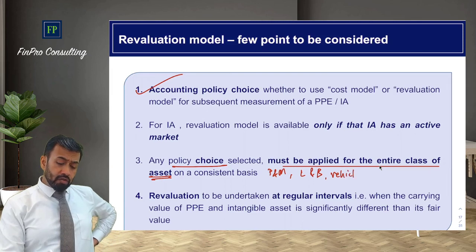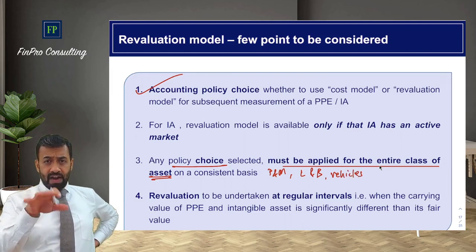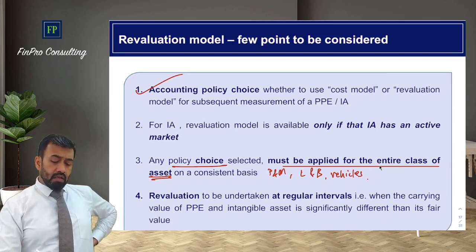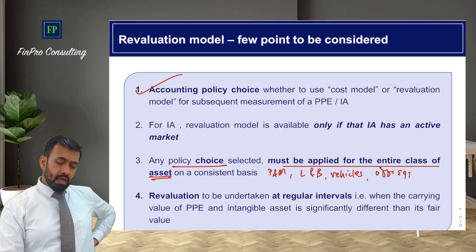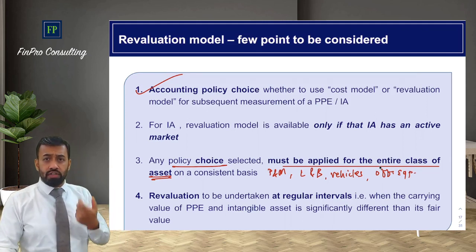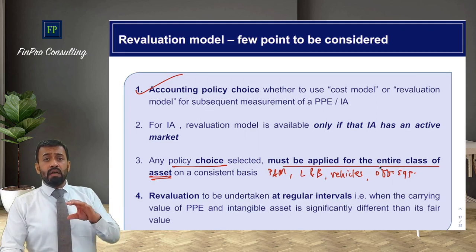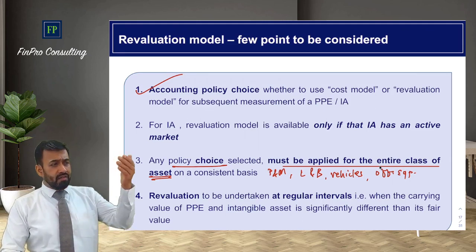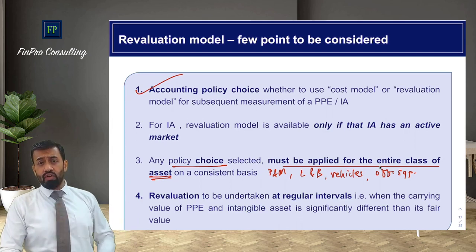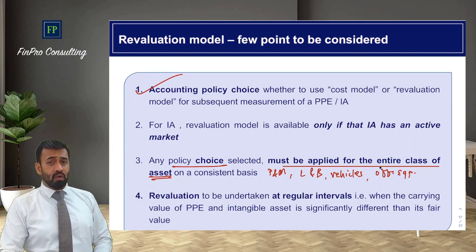Vehicles. Vehicles also you can have two separate classes, factory vehicles and commercial vehicles and passenger vehicles. Then you have office equipments, etc. So this is a class. So not just single asset, this choice is not available for a single asset, but class of asset. If there are 10 items in the class of asset, you'll have to revalue all those items, not just the one.